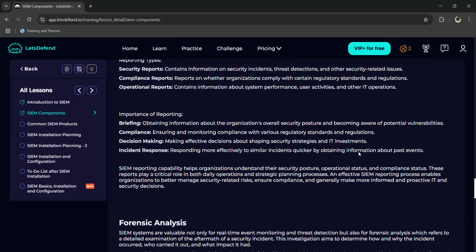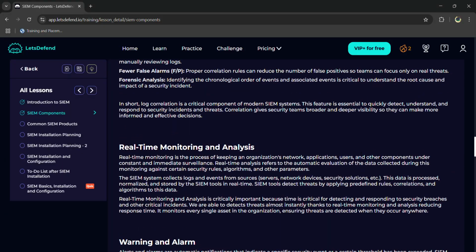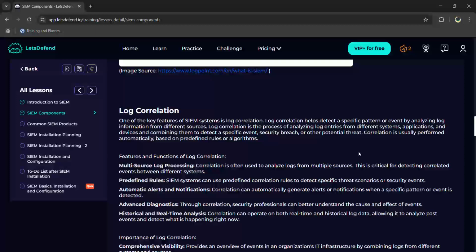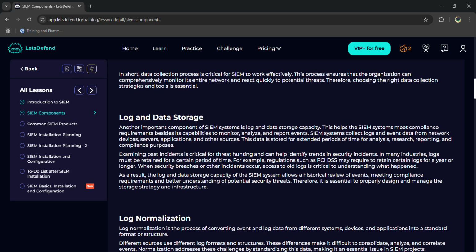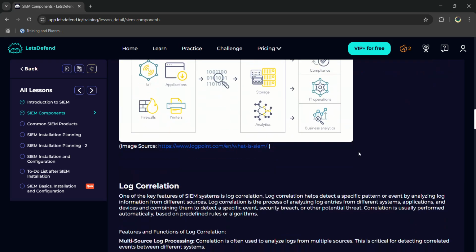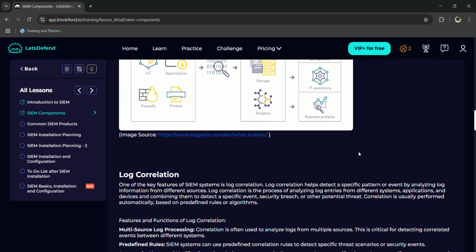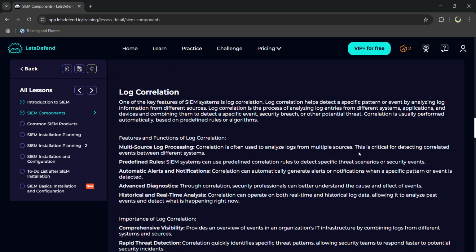So our next video is a continuation of the previous series of SIM components, and today we'll learn about log correlation. So we have read about collecting of data, then storing of data, then normalizing that log data, and now we need to know how we can correlate the logs from different sources, and then we can analyze them for better analysis. So one of the key features of SIM is log correlation.